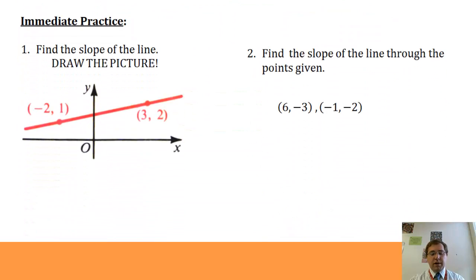And here are your immediate practice problems. Number 1, find the slope of the line that's drawn, and you need to draw the picture on your paper and show me the work. And number 2, find the slope of the line through the points that are given there, 6, -3, and -1, -2. And you need to write the problem and show your work. And that is the end of sections 13.2 and 13.3.